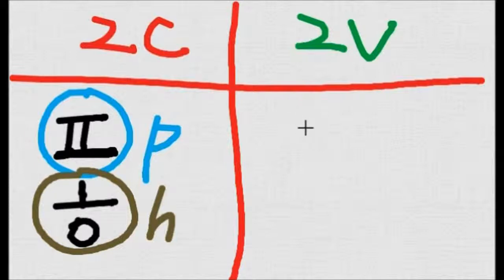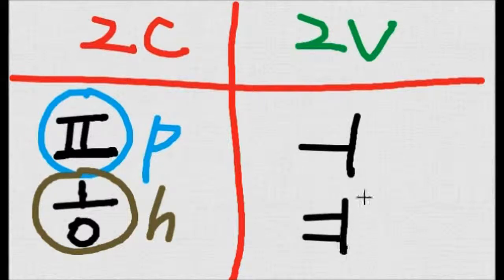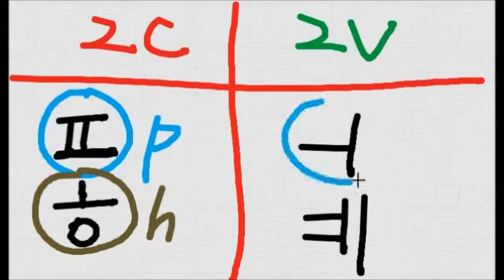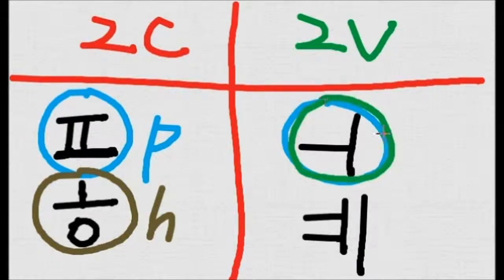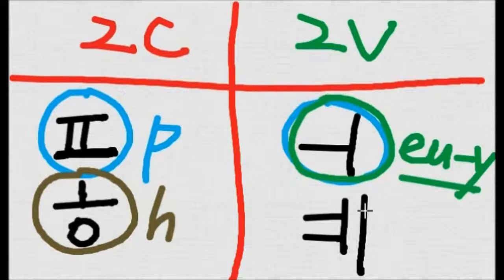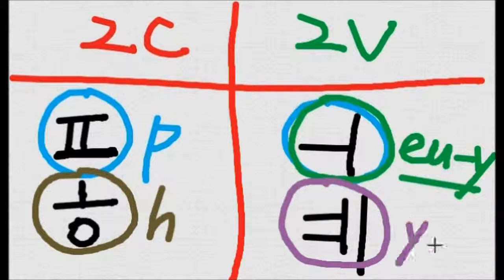Here are 2 more vowels, this one and this one. Be careful. This one is different from this one. I'll explain this later in more detail. So this first one sounds like E. This next one sounds like E. So if you pronounce it faster, it sounds like yeah.